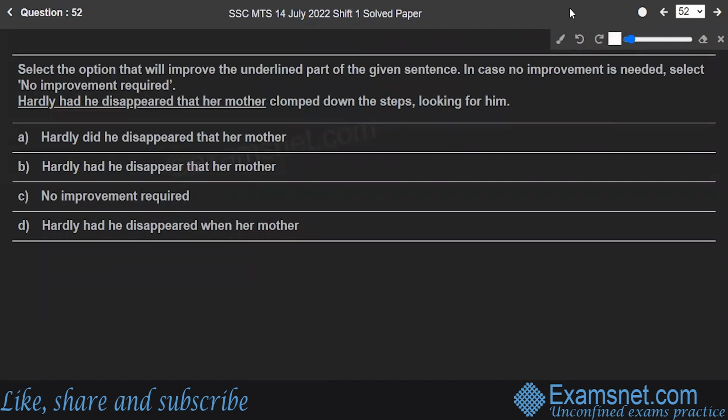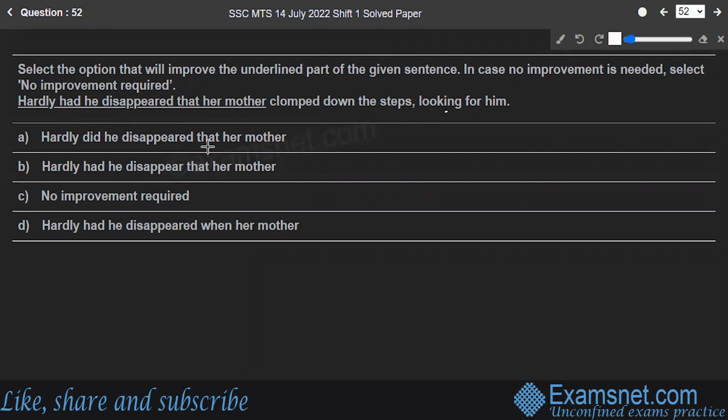Question number 52, select the option that will improve the underlined part of the sentence. In case no improvement is needed, you can select no improvement required. So let's read the sentence. It says, hardly had he disappeared that her mother clomped down the steps looking for him.